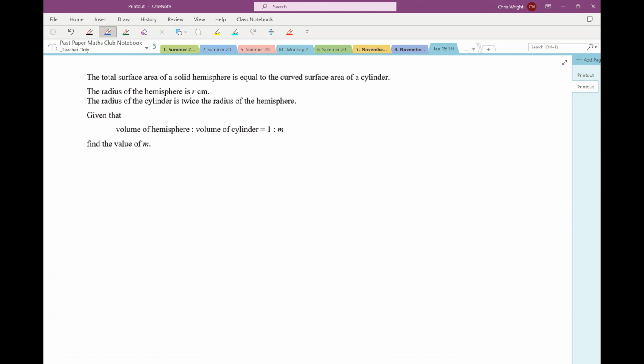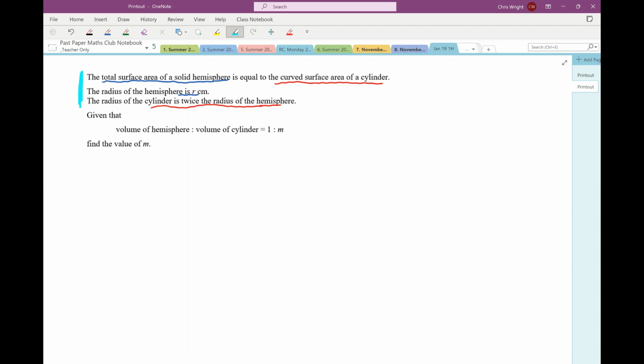Right, now in this question, we are told the total surface area of a solid hemisphere is equal to the curved surface area of a cylinder. We're also told that the radius of the hemisphere is r, and the radius of the cylinder is twice the radius of the hemisphere. Now, given all of that information, we're then asked to find the ratio of the volumes of the hemisphere and the cylinder.